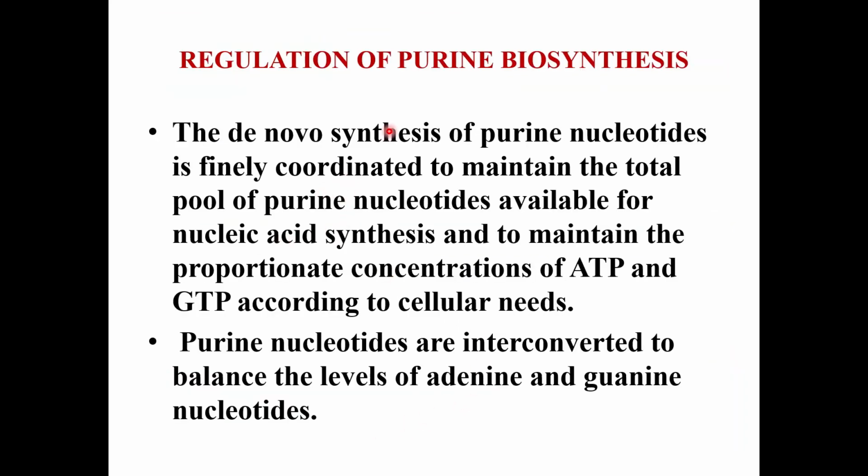Then next is the regulation of purine biosynthesis. The de novo synthesis of purine nucleotides is finely coordinated to maintain the total pool of purine nucleotides available for nucleic acid synthesis and to maintain the proportionate concentrations of ATP and GTP according to cellular needs. So purine nucleotides are interconverted to balance the levels of adenine and guanine nucleotides.